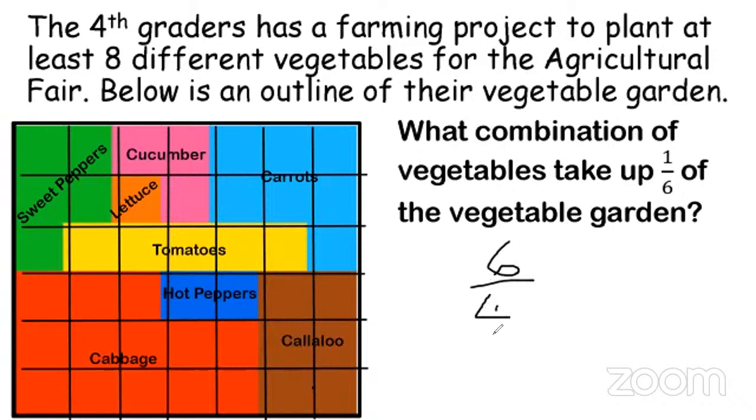Tomato and hot peppers. Tomato and hot peppers, that would give us what out of 42? 7. 7 out of 42. All right, let us check to see if this will give us 1/6. So let's simplify this. 7 into itself goes 1 time. And the 7 into 42 goes 6 times. So we have a correct answer here.